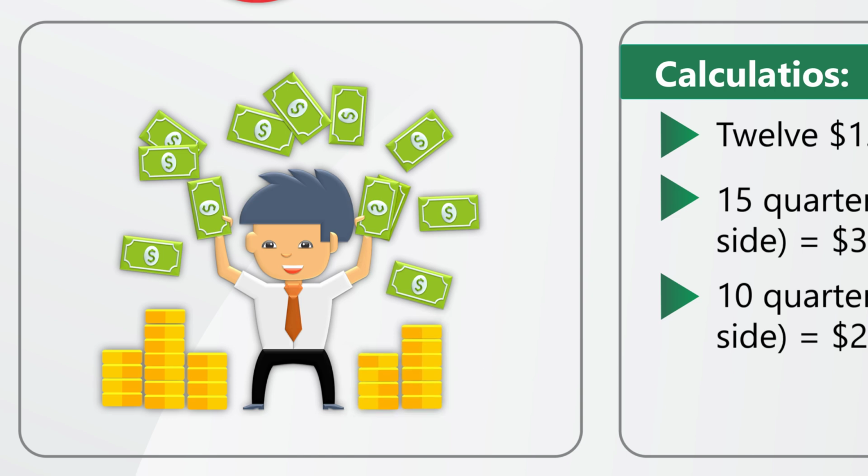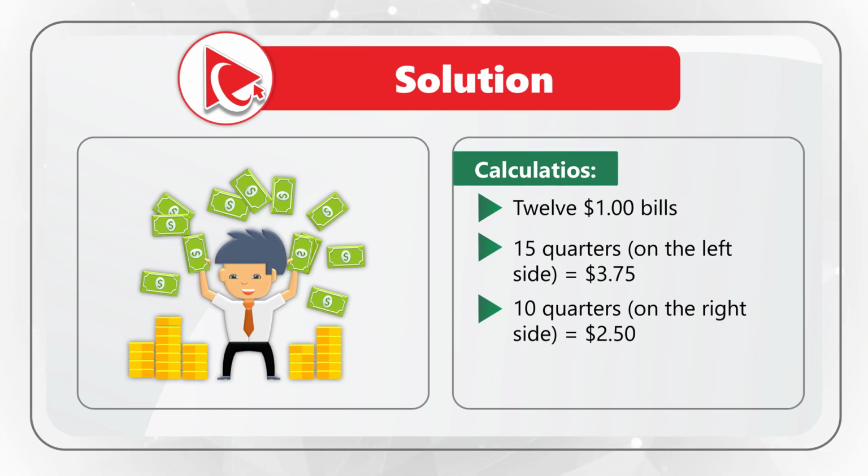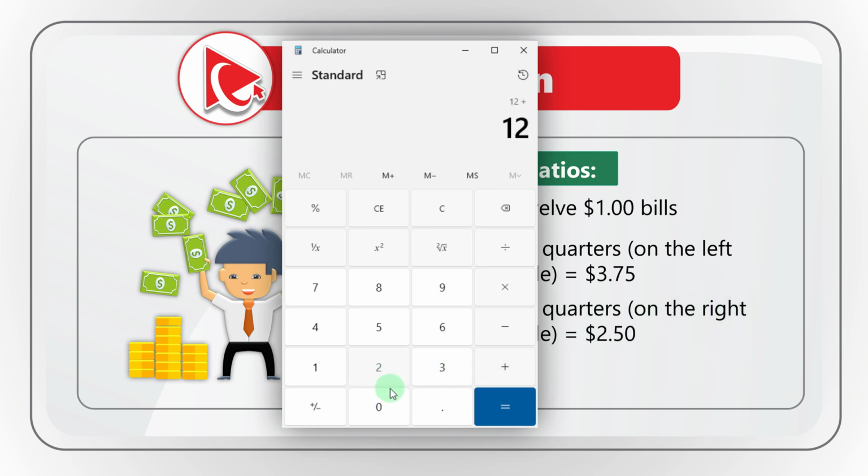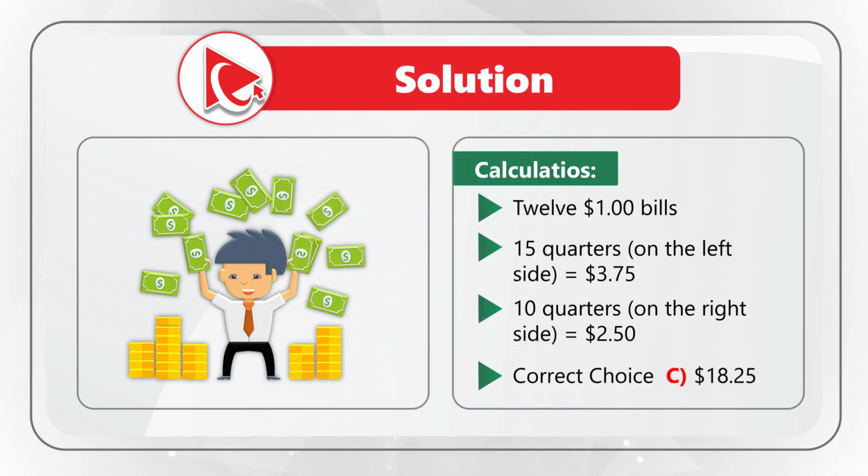And now we are ready to do the math. Obviously, 12 $1 bills is $12. 15 quarters is $3.75. 10 quarters is $2.50. $12 plus $2.50 plus $3.75 equals $18.25. Did you count differently? Do you have a different answer? Please make sure to post your solution in comments.